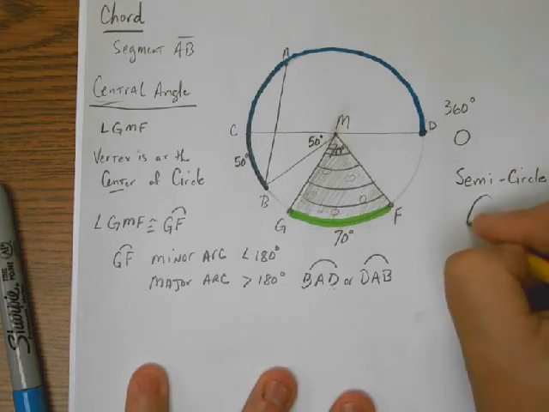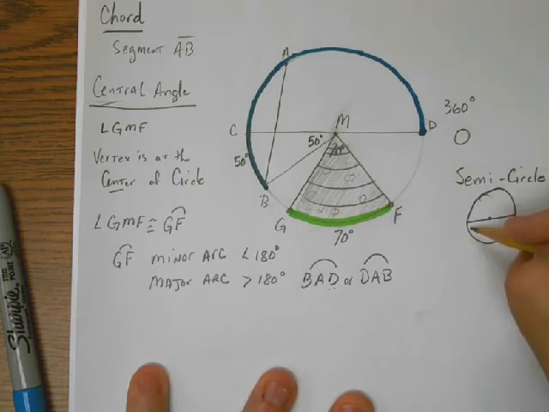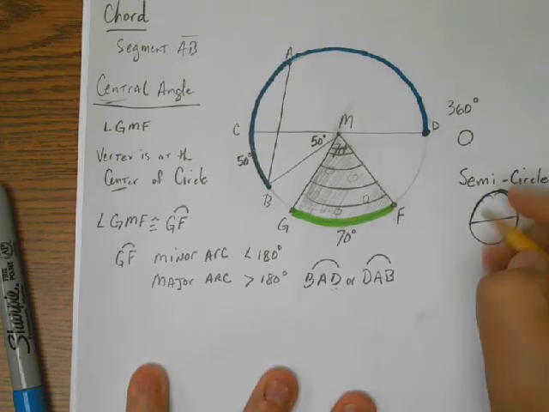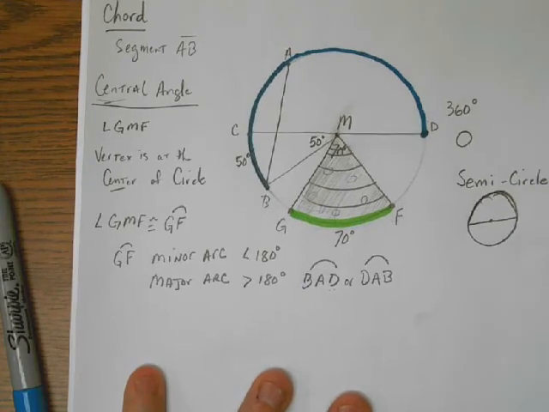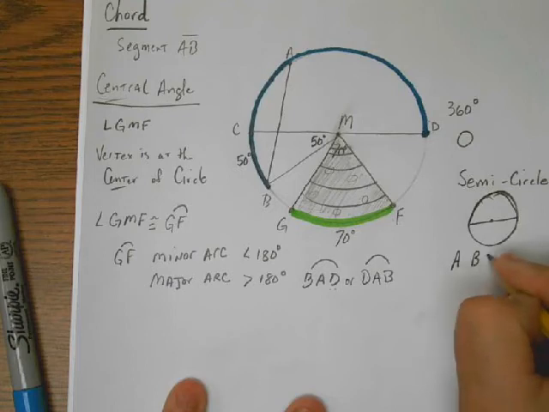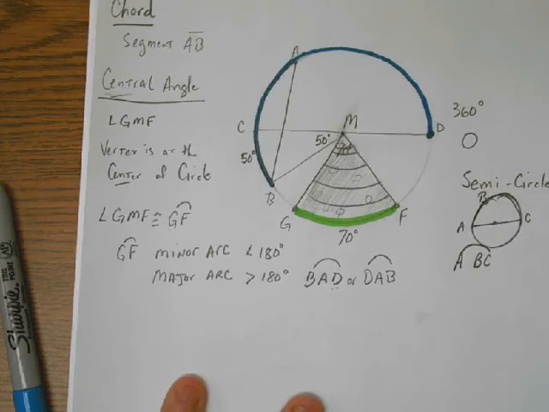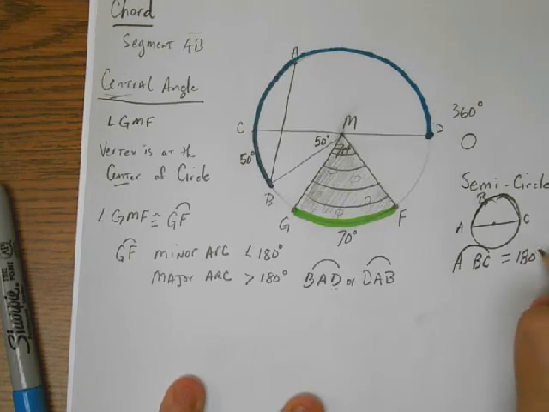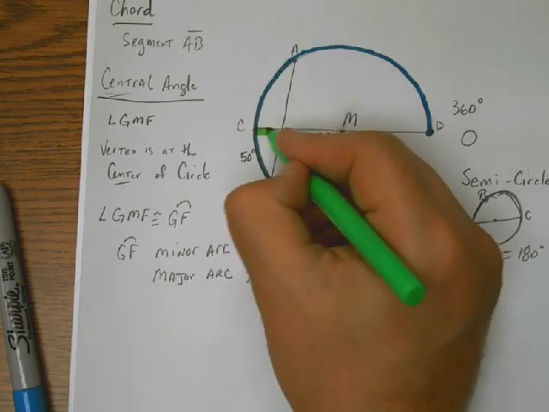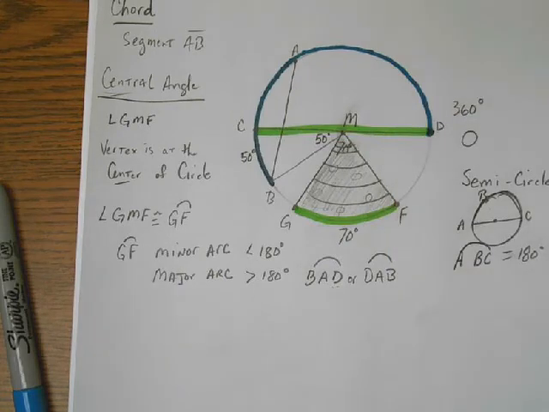Semicircle. All right, what's that look like? Well, that just means you got a diameter. It goes right there, halfway through. 180 degrees in the semicircle. We usually use 3 letters to denote a semicircle. A, B, C. And it's equal to 180 degrees. In our picture, we also have a semicircle already drawn. There's our diameter. So we got 2 semicircles.